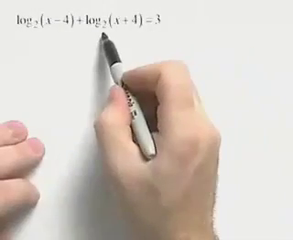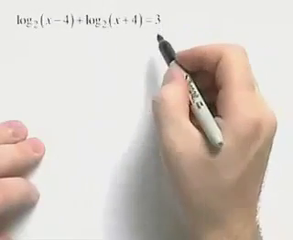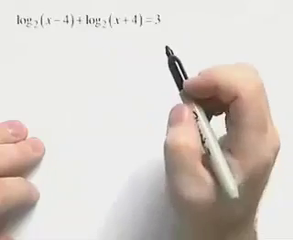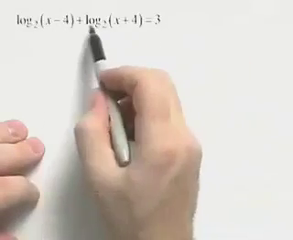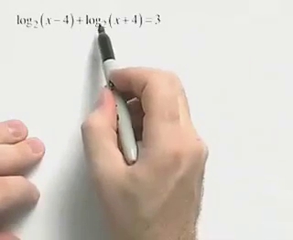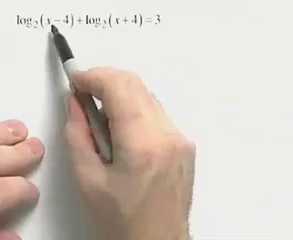For this problem, we're going to solve a logarithmic equation. We have log base 2 of x minus 4 plus log base 2 of x plus 4 is equal to 3. I'm going to solve this for x. We have these two logs on the same side here with the same base, so we can use our rules for logarithms to combine these together.